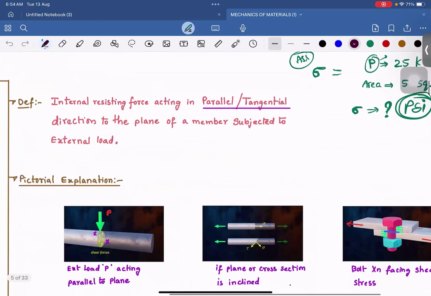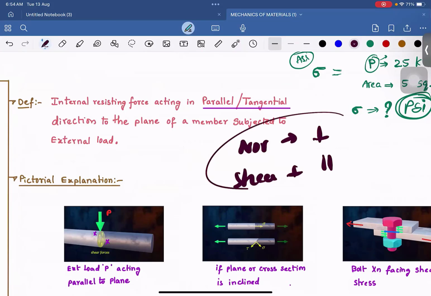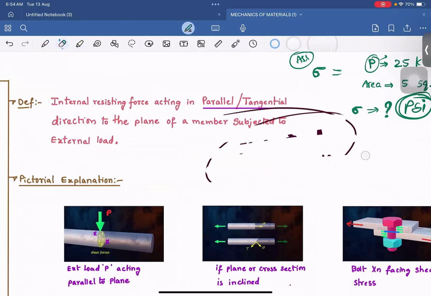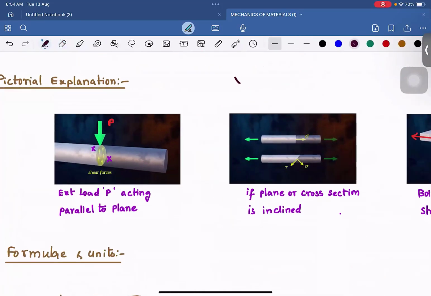So just two words: normal means perpendicular, shear stress means parallel. The entire concept of stresses is completed with these two points. But I will show you the pictorial representation here.